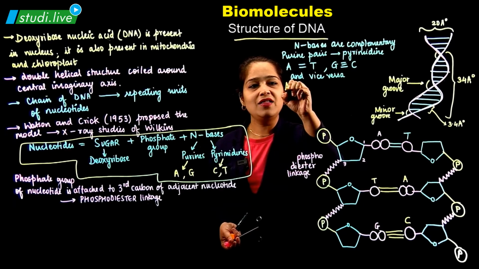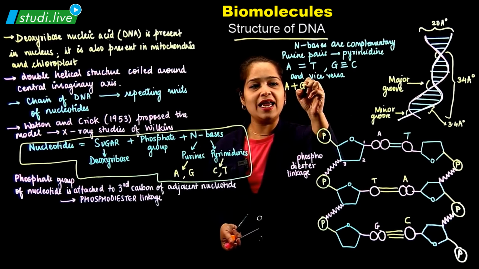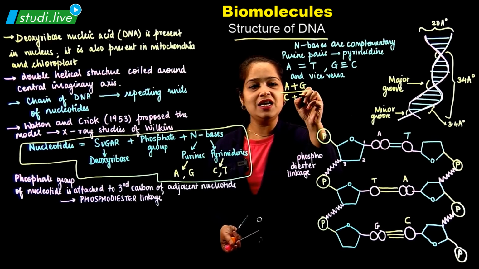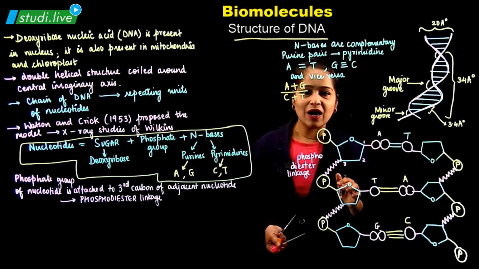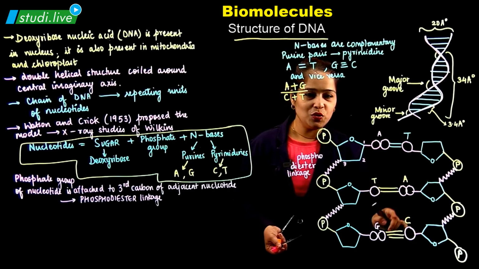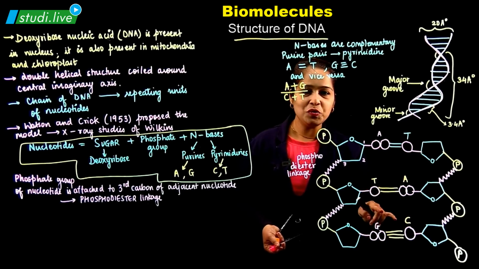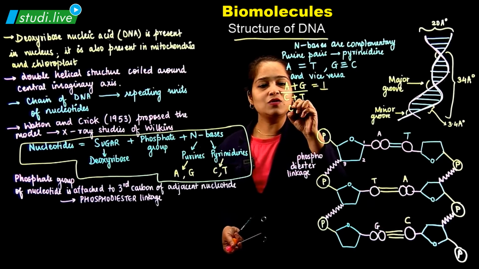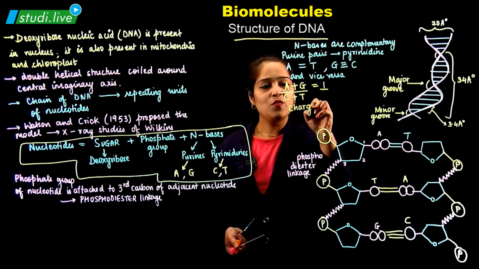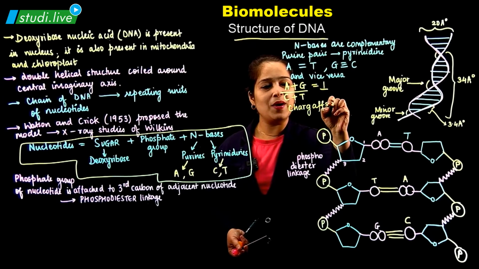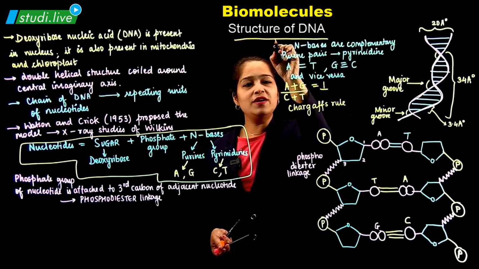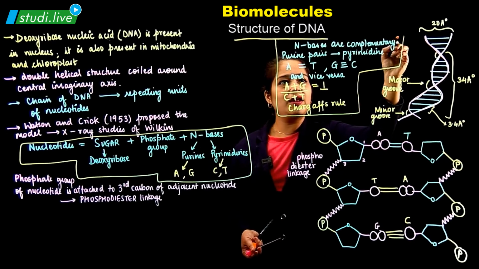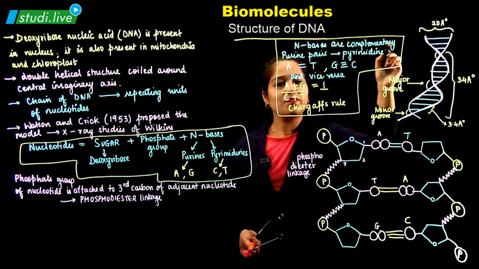Because of that, the ratio of purines, which is A plus G, and pyrimidines, which is C plus T, is always equal. Let us count over here. We have 1, 2, 3 purines. We have 1, 2, 3 pyrimidines. So their ratio is always going to be 1. This is called Chargaff's rule, which explains that the purine to pyrimidine ratio is always going to be 1:1.